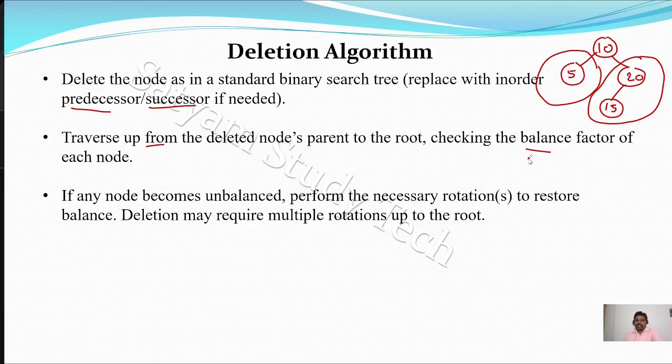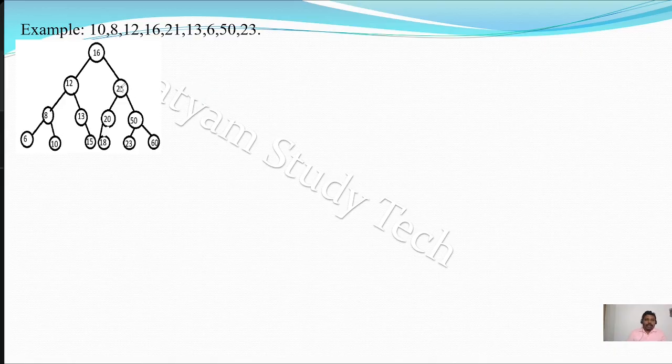Then you can see one example here. So this is the AVL tree. Now you can see it is a balanced AVL tree. Then if you want to delete these elements, for example, delete 10. How can we delete 10? It is a leaf node. What is the meaning of this? If the node is a leaf node, you can delete it directly.